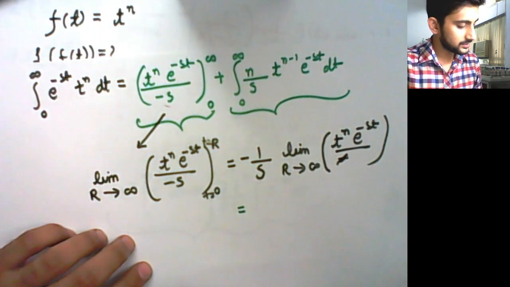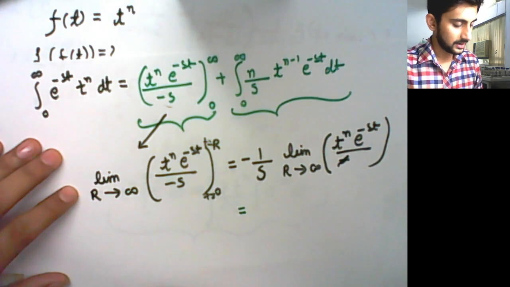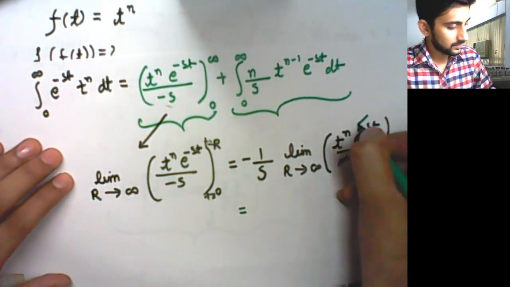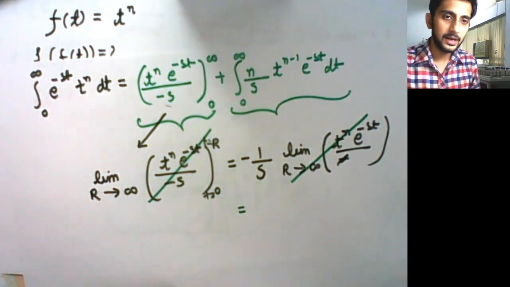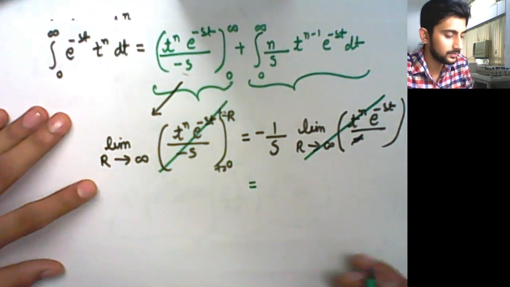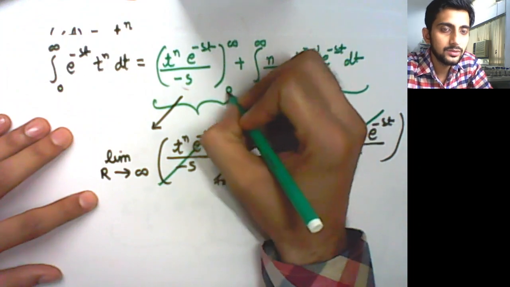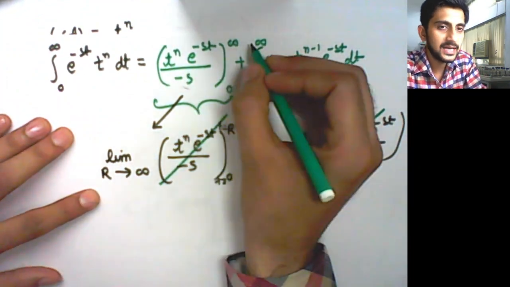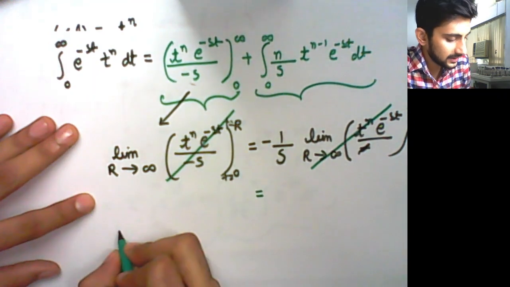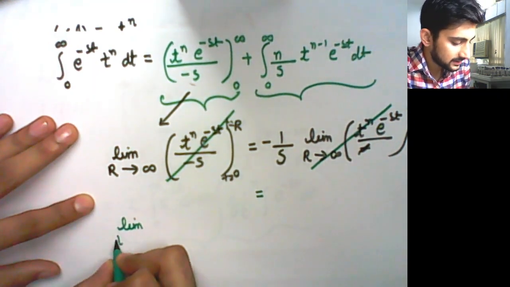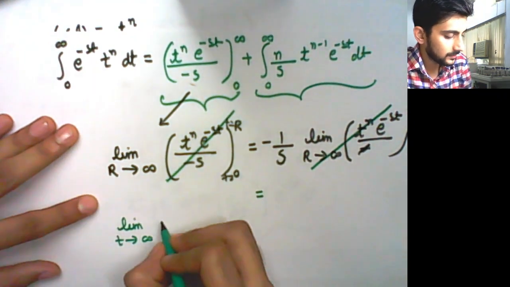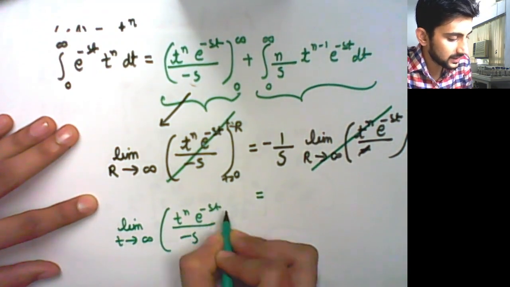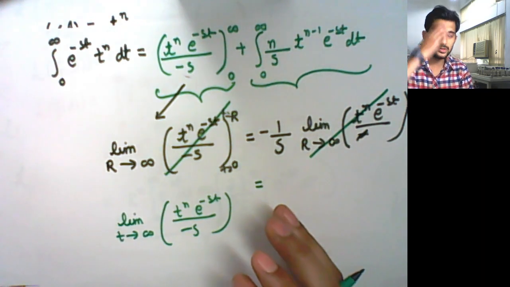I think I mixed it up. Let me just cut it and put it in a very easy way for you. You know that nothing happens at t equals 0, because at t equals 0 it would all become 0. The problem is at t equals infinity. So you consider that in the limit t tending to infinity, what will happen to t raised to the power n e raised to the power minus st upon minus s. You don't go by r, because that's another way.